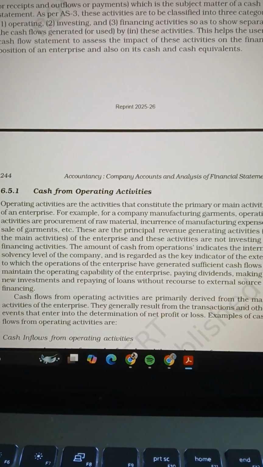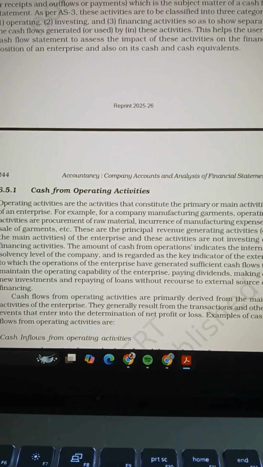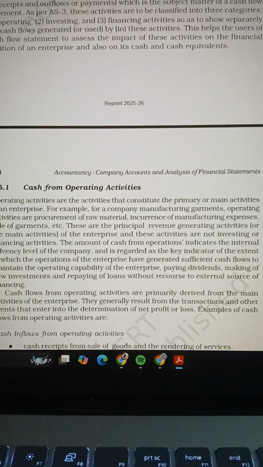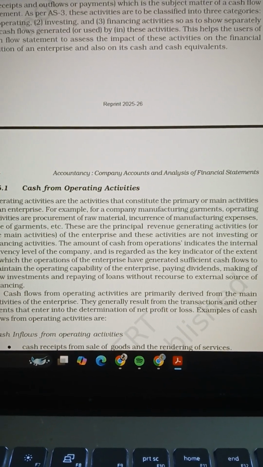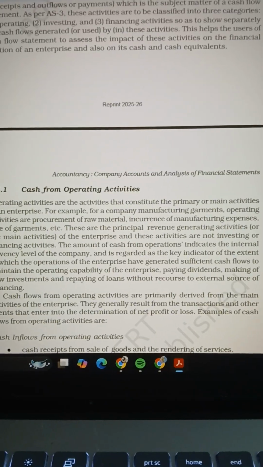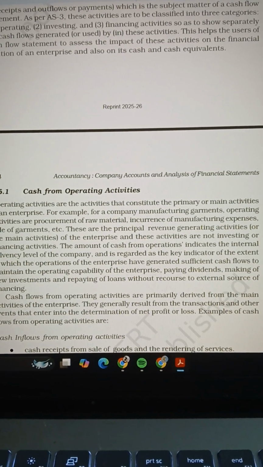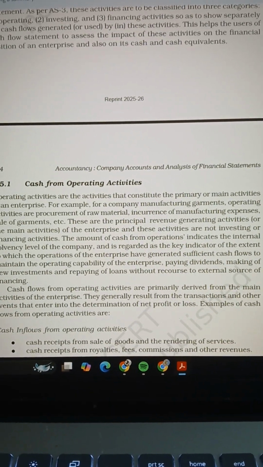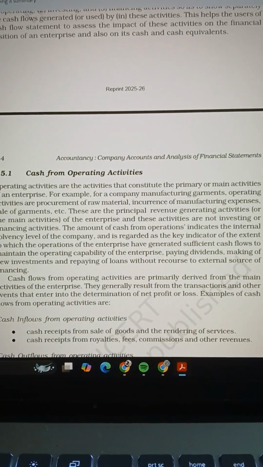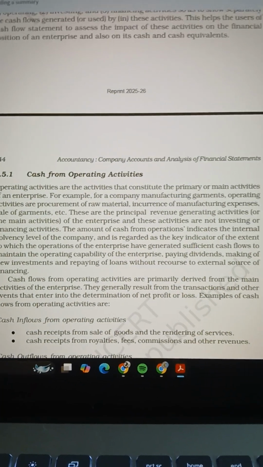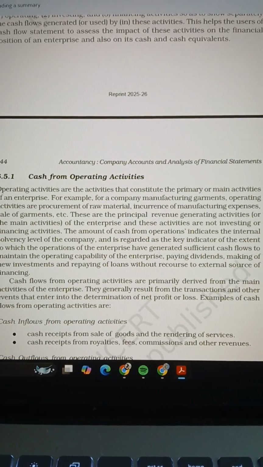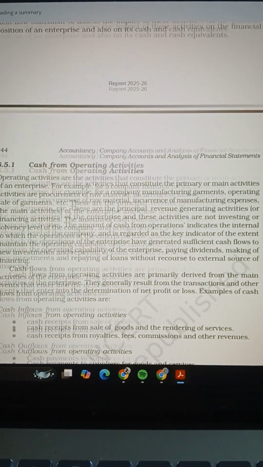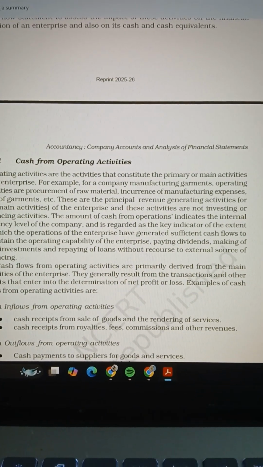Cash from operating activities. Operating activities are the activities that constitute the primary or main activities of an enterprise. For example, for a company manufacturing garments, operating activities are the procurement of raw materials, that means the getting of raw materials, incurrence of manufacturing expenses, sale of garments, etc. These are the principal revenue activities or the main activities of the enterprise, and these activities are not investing or financing activities. The amount of cash from operations indicates the internal solvency level of the company.